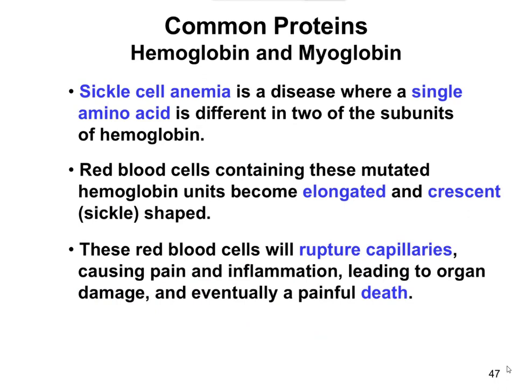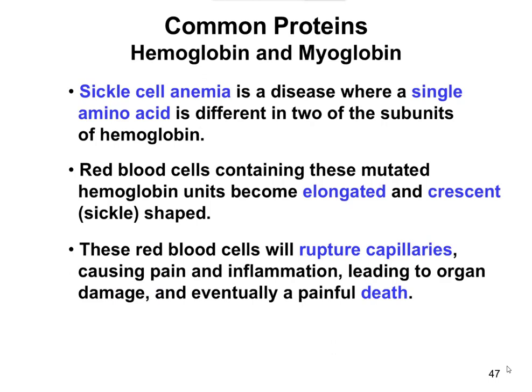Also related to hemoglobin and the ability to transport oxygen is sickle cell disease. Sickle cell anemia is a disease where you have a single amino acid changed in 2 of the hemoglobin subunits. Basically, one of the subunits found in hemoglobin has a mutation, and each subunit is present 2 times. So you have a mutation in that subunit in hemoglobin, a single amino acid mutated, and we'll talk a little bit more about genetic diseases and mutations in the last chapter, chapter 17.